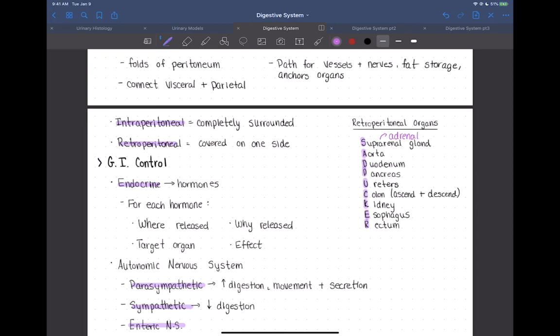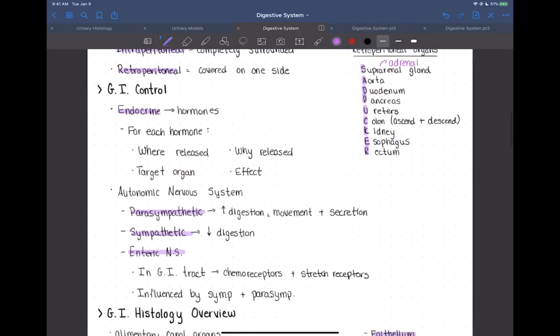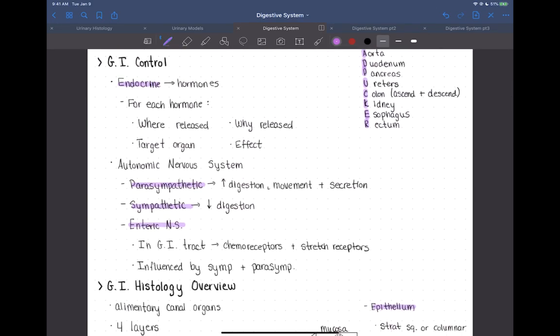Okay, so let's talk about control of the GI tract. All right. So control for the GI tract is actually both, controlled by the endocrine system and the nervous system. Okay, so the endocrine system is obviously hormones. We talked about that in our very first chapter. And as we go through the digestive system, we'll talk about different hormones that are involved. This is what I want you to know for each of them: where is that hormone released? Why was it released?